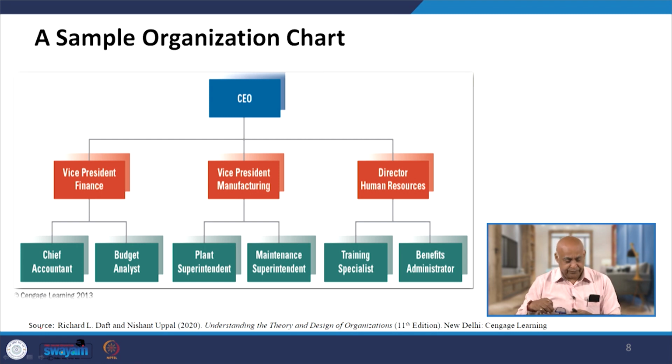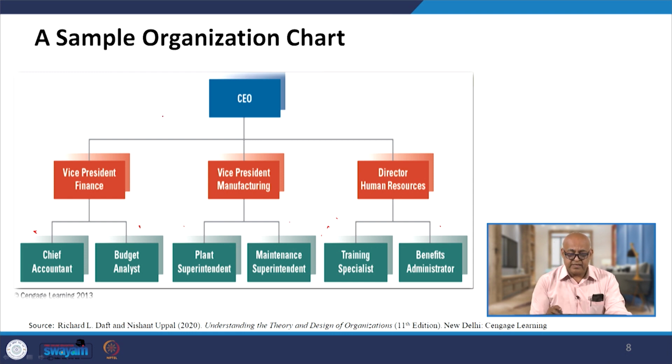Now, here is this organization structure. Here is the CEO, and then the vice president finance, the vice president manufacturing and the director human resources. With the vice president finance, you will find the chief accountant and budget analyst in the finance department, as example positions. Under the vice president manufacturing there will be the plant superintendent and maintenance superintendent. Under the director human resources, the HRD or L&D, learning and development department, there is a training specialist, and rewards and compensation, and the benefits administrator.